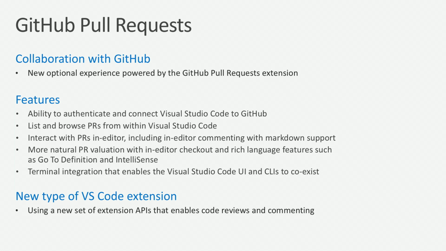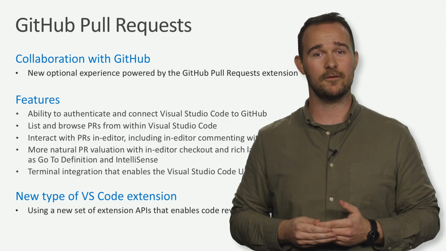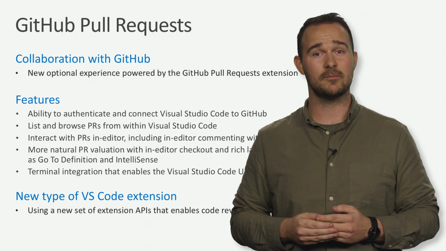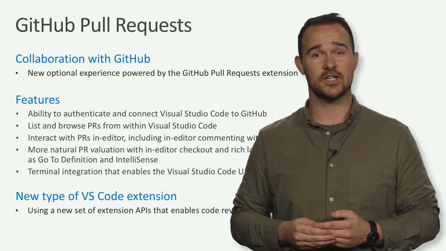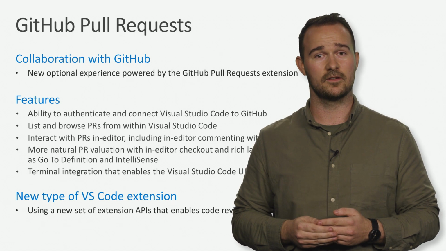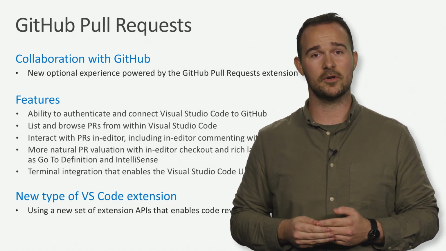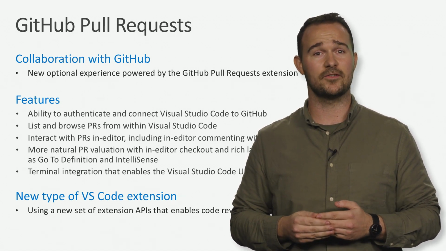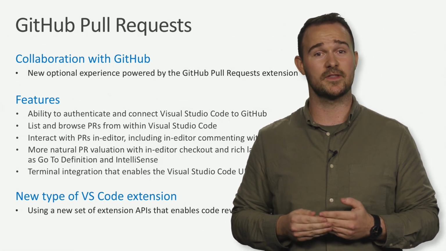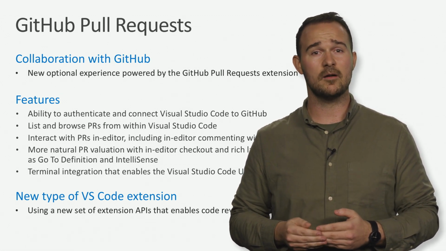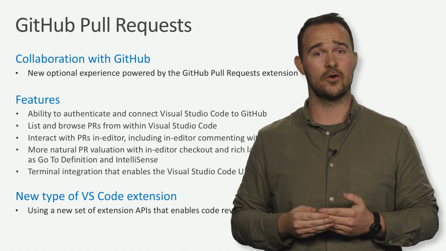The extension allows you to authenticate and connect VS Code to GitHub. It allows you to list and browse pull requests from within VS Code. You can review pull requests with in-editor commenting, where we also added Markdown support. We are also enabling a more natural PR workflow with in-editor checkout that enables you to use rich language features such as go-to-definition and IntelliSense. And lastly, we're enabling a smooth terminal integration that enables the UI in VS Code to coexist with the Git CLI. GitHub pull requests is a new type of VS Code extension.